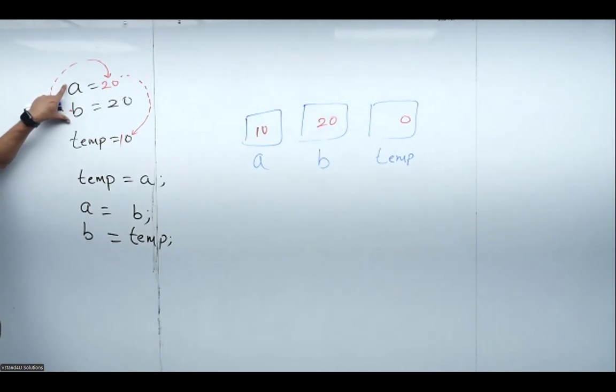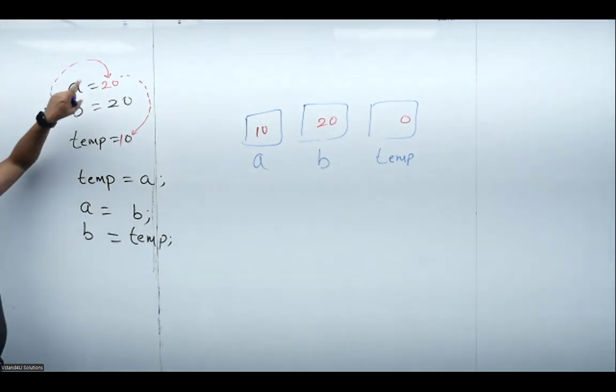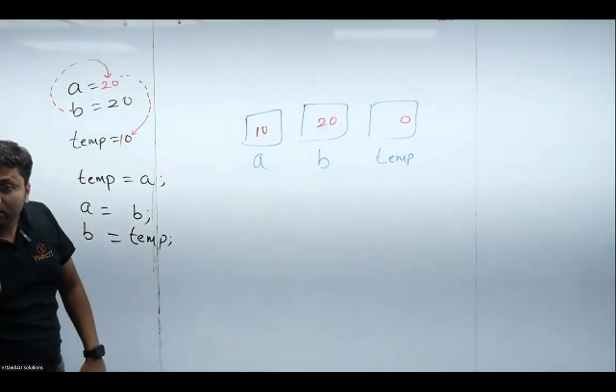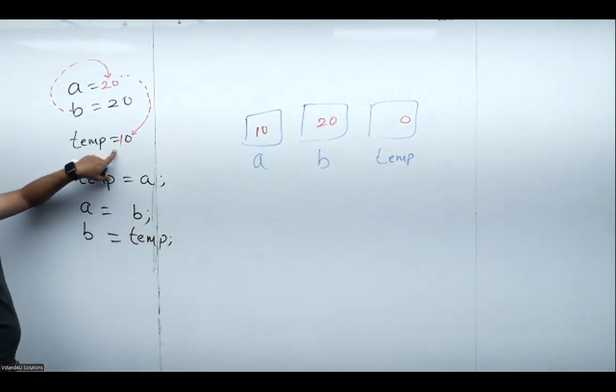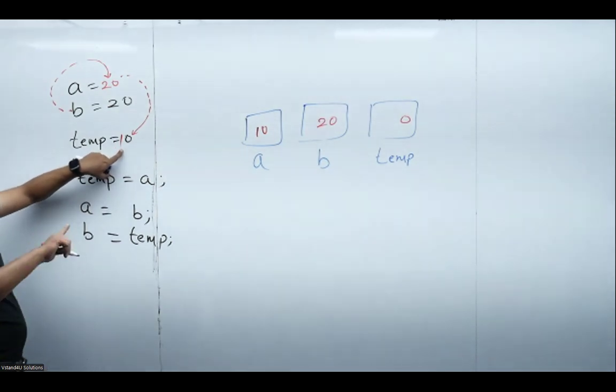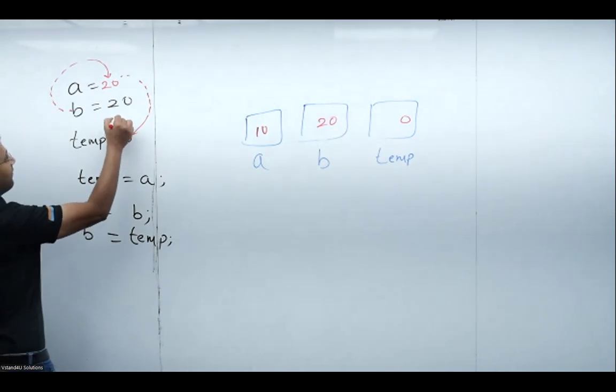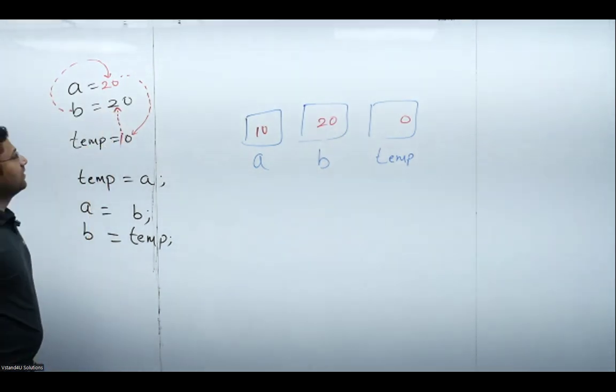At this moment, A is 20, B is 20. Am I clear? Where is 10? In temp. So what do I need to do? This value, give it to the other variable which we have not assigned. Agree? Till now, I have not assigned any value to B. B will become.